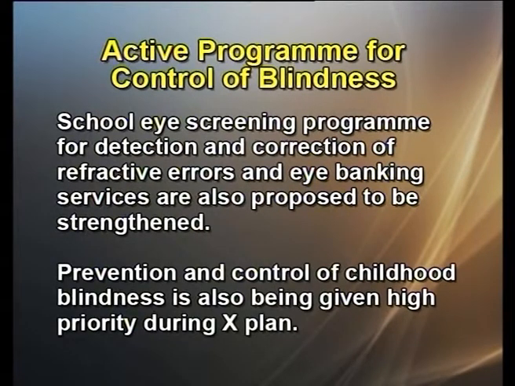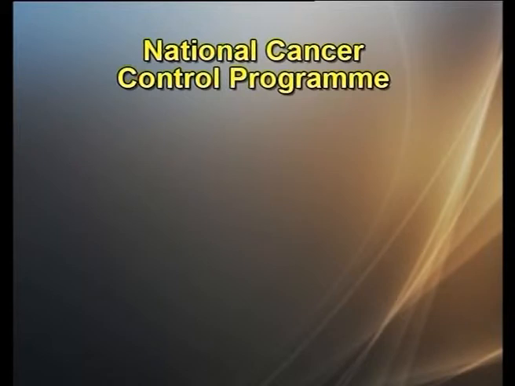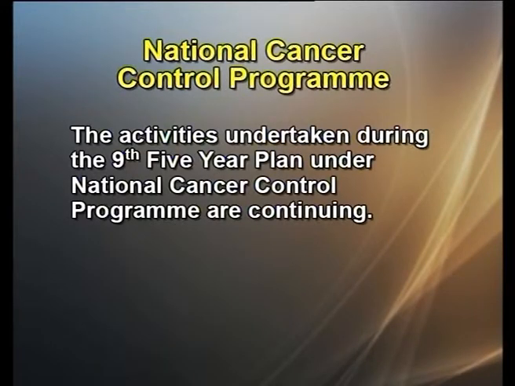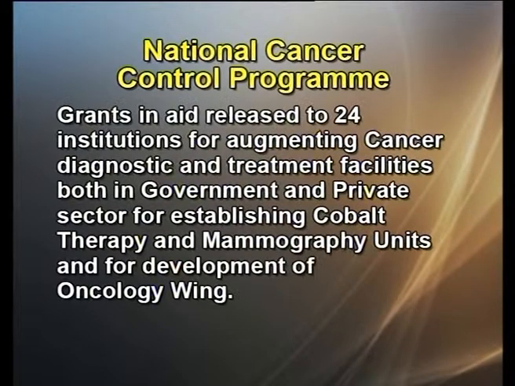Prevention and control of childhood blindness is also being given high priority during the 10th plan. National Cancer Control Program. The activities undertaken during the 9th 5-year plan under the National Cancer Control Program are continuing. Grants-in-aid were released to 24 institutions for augmenting cancer diagnostic and treatment facilities, both in the government and private sector, for establishing cobalt therapy and mammography units, and for development of oncology wings.